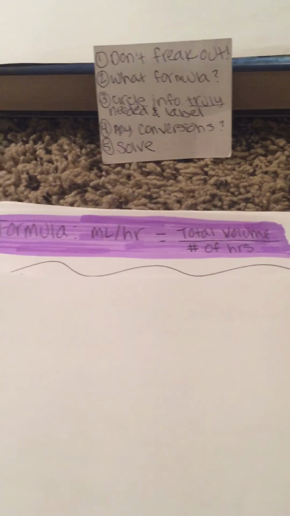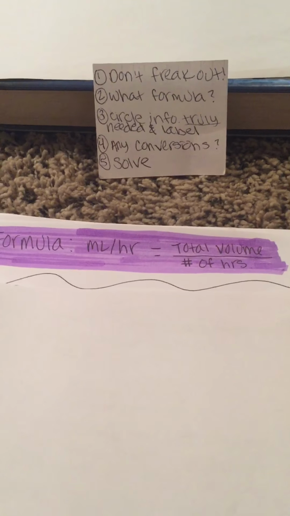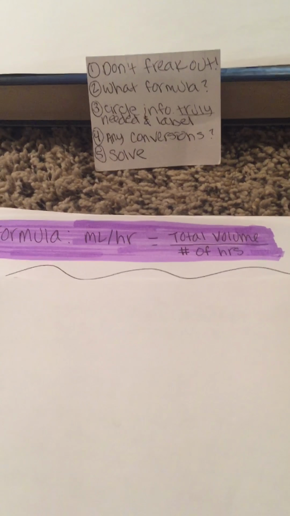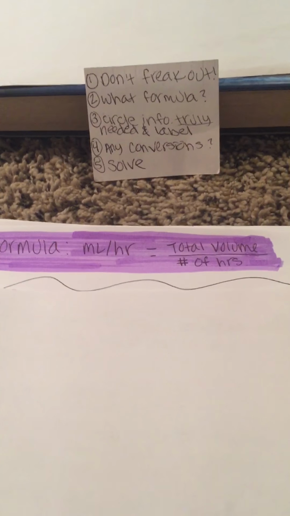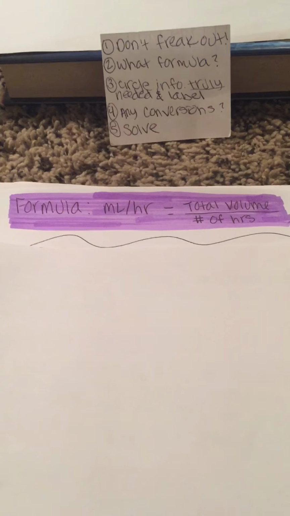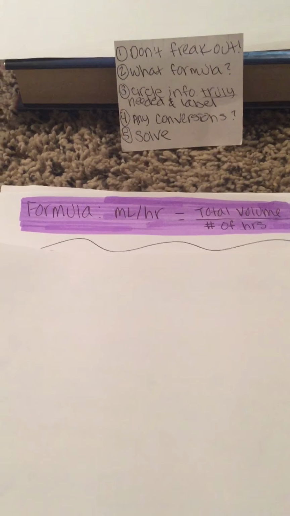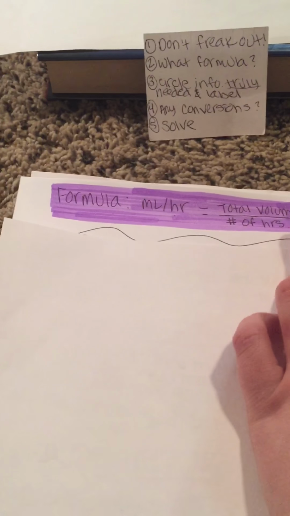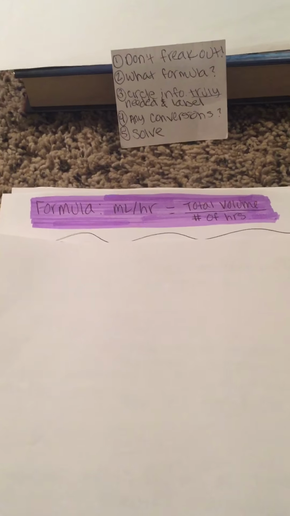In case you didn't see the first video, just a little recap, I'm going to use the same steps. Whenever you read a problem, first thing, don't freak out. The problems have a lot of information that you don't even need, and it's put in there on purpose to try and trip you up. The second step is what formula are you going to use? We're just going to stick with this one, and then circle any info that you truly need and label the information for how you're going to plug it into your formula. I'll show you that in a little bit. And then if you have to do any conversions, and then you solve.